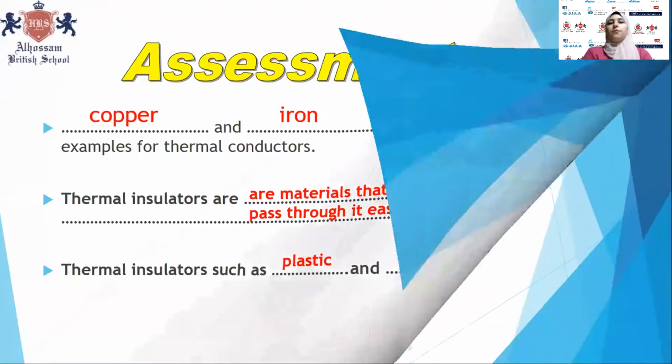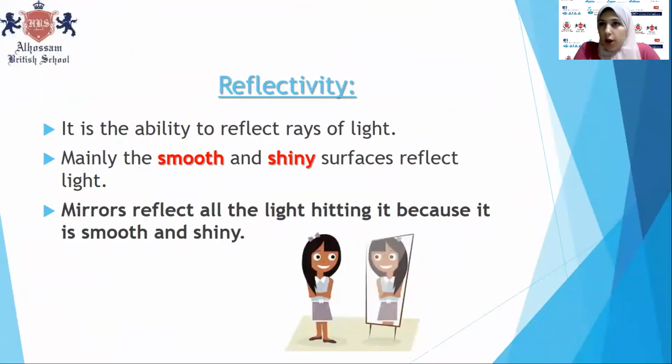Okay? Now, another type of physical property is called the reflectivity. What's meant by reflectivity? When a surface can reflect light rays, or you can see yourself in it. It is the ability to reflect rays of light. Just like a mirror. Why do you think you see your image in a mirror? Look at this picture here. The girl can see her image in the mirror.